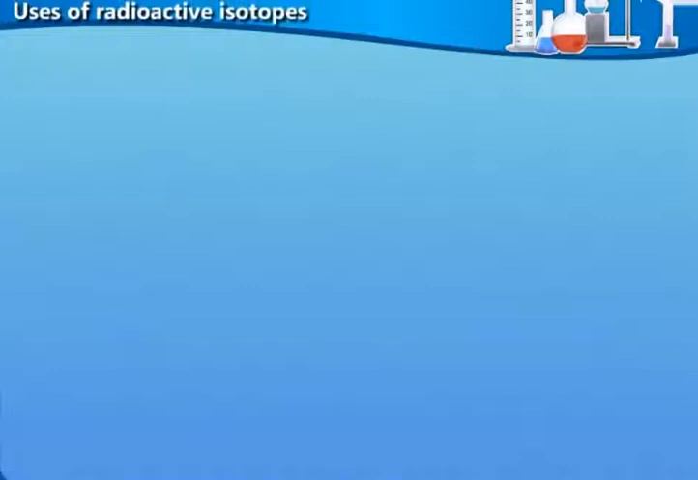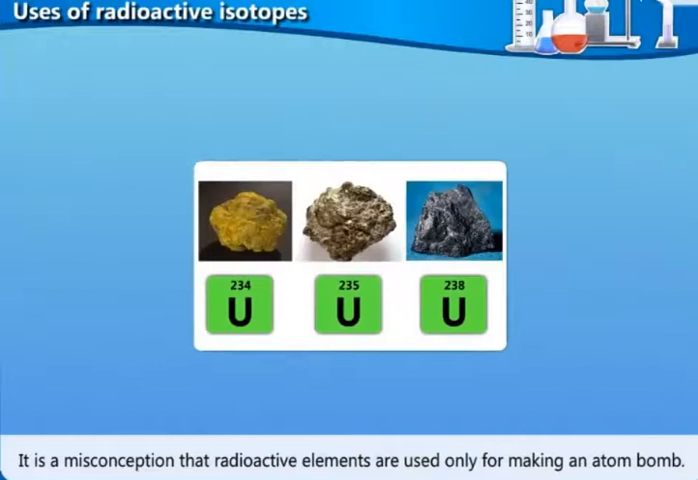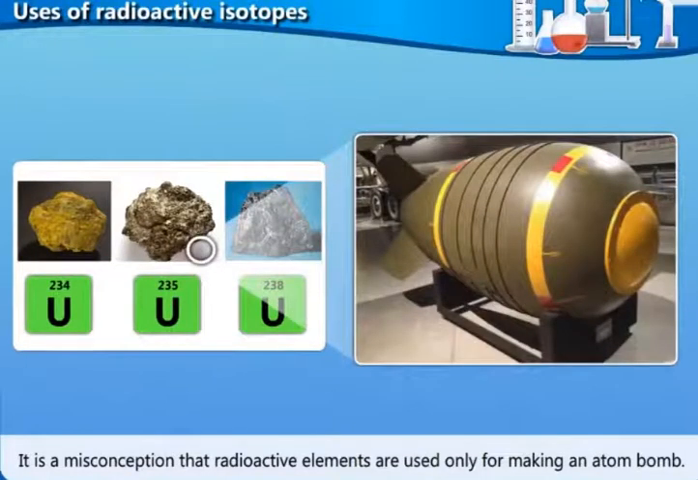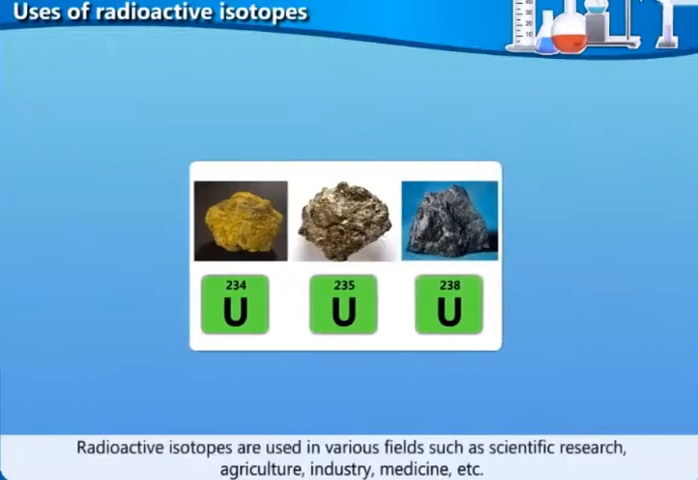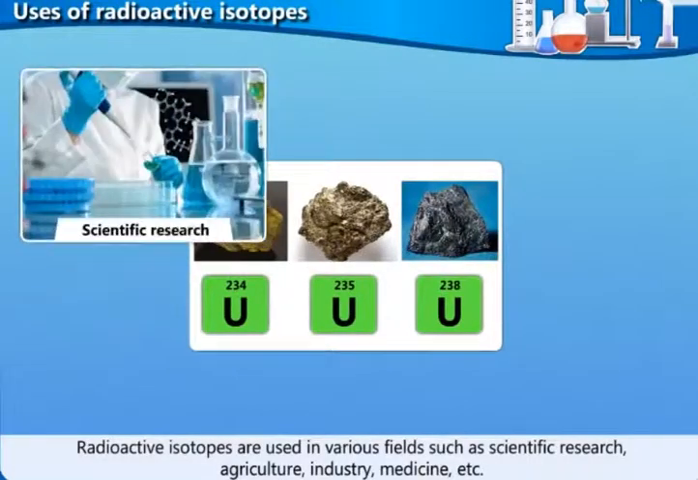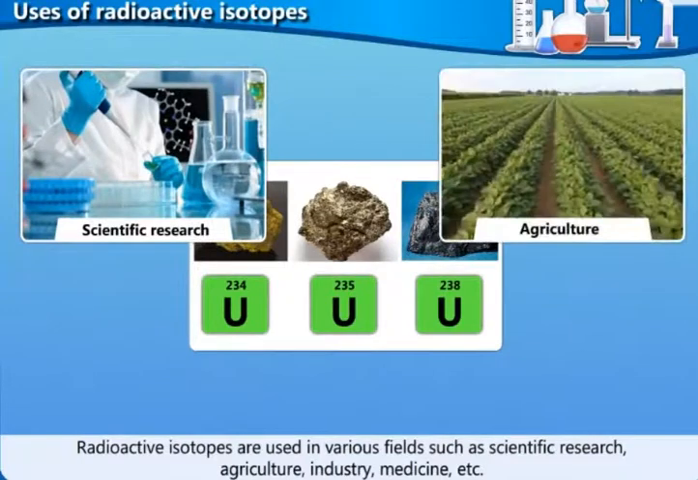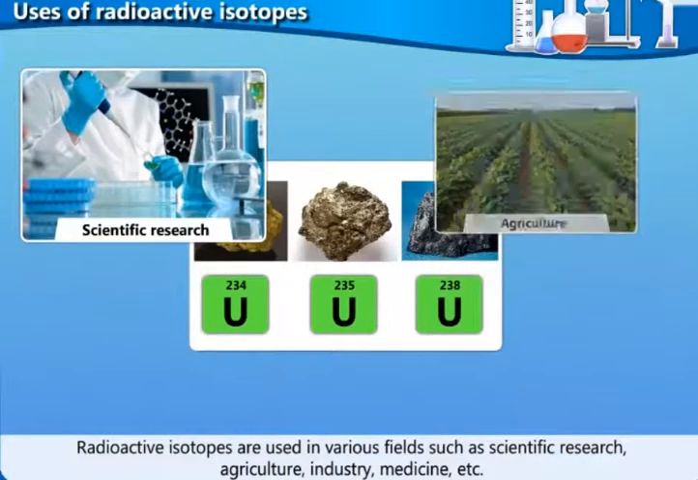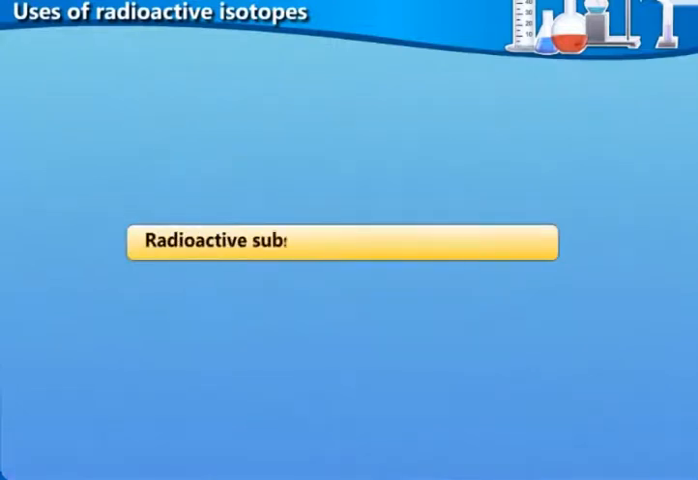Uses of radioactive isotopes. It is a misconception that radioactive elements are used only for making an atom bomb. Radioactive isotopes are used in various fields such as scientific research, agriculture, industry, medicine, etc. Radioactive substances are used in two ways.